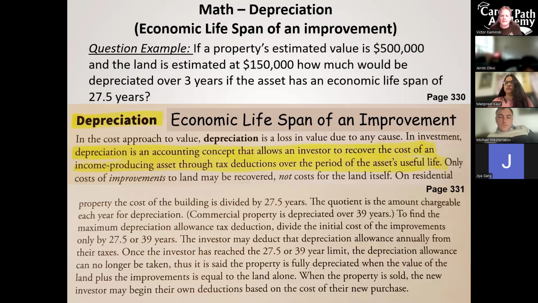All right, everybody got that? So here's that sample question. It says if a property's estimated value is 500,000 and the land is estimated at 150,000, how much would be depreciated over 3 years if the asset has an economic lifespan of 27 and a half years? So we'll move on to the next slide.